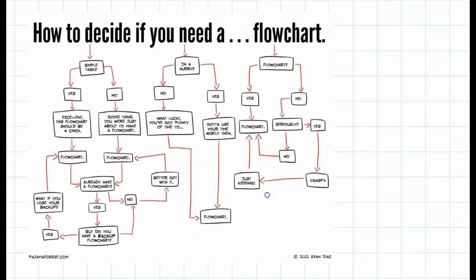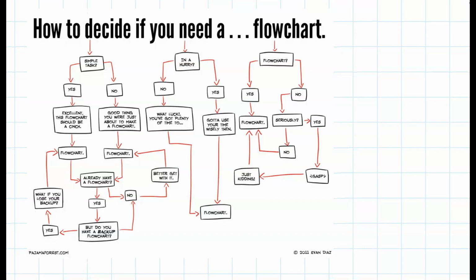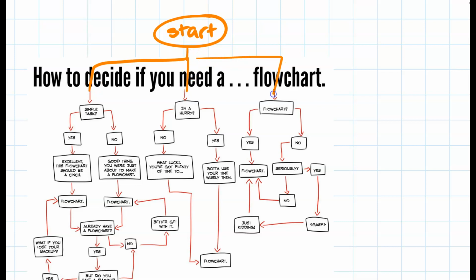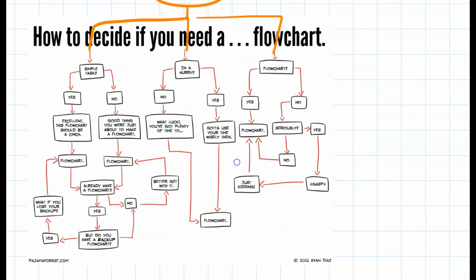On this next one, it says how to decide if you need a flowchart. We have three starting points here. In our flowcharts, we're all going to start with one start point. Then we could imagine that we have these three different options here. Maybe that is an if, else if statement, which you'll see later in this module. So maybe we have a simple task. Is it a simple task? Sorry, is what this is asking us.